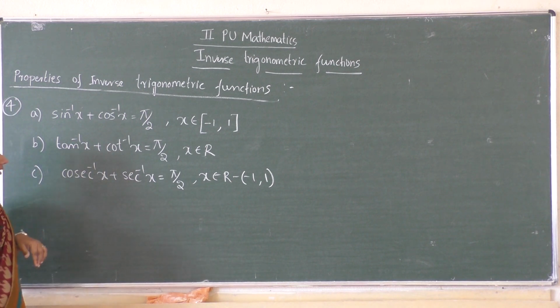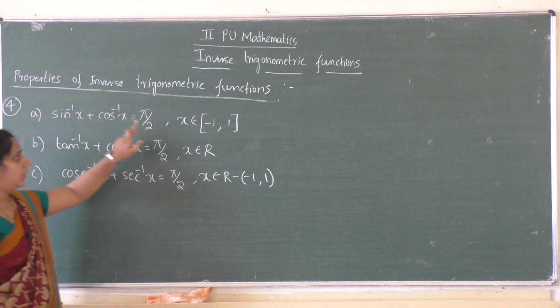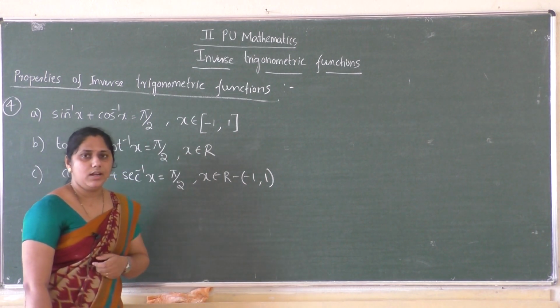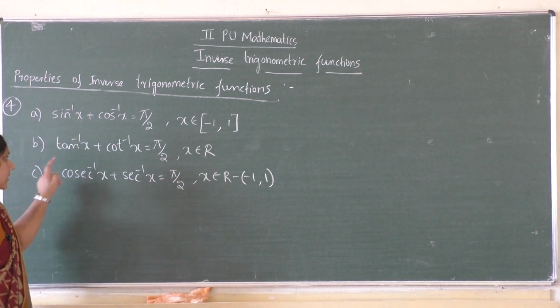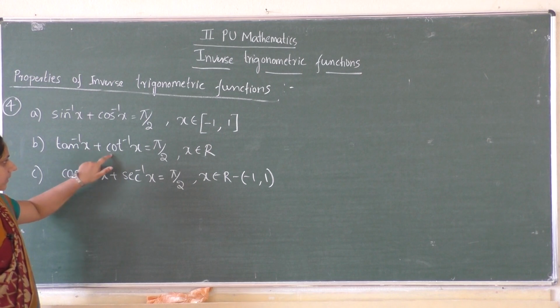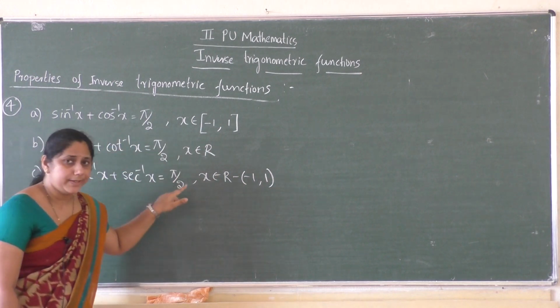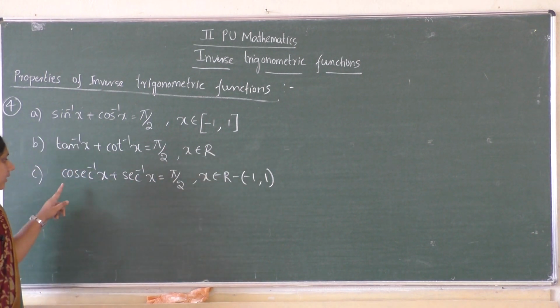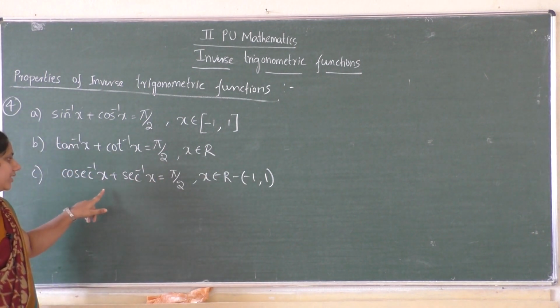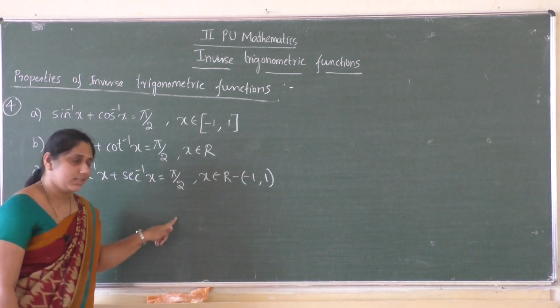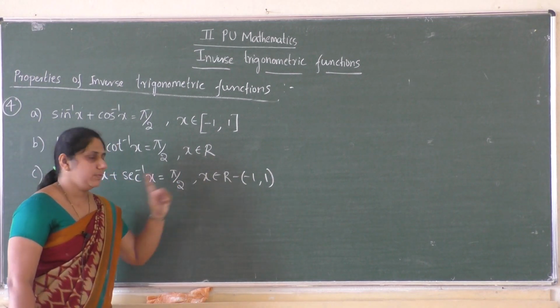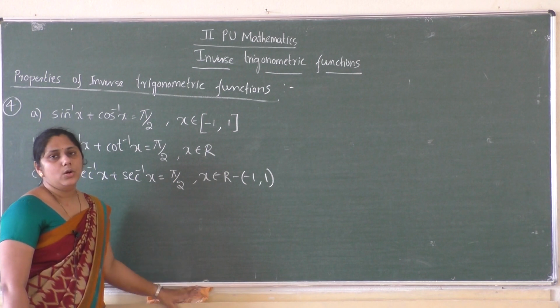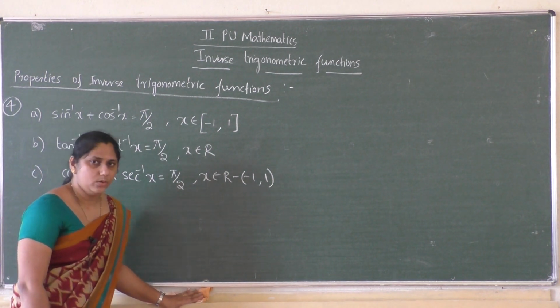First one, sin inverse x plus cos inverse x equal to pi by 2 only if x belongs to closed interval -1 to 1. Similarly, tan inverse x plus cot inverse x equal to pi by 2 only if x belongs to R. And the third one, cosec inverse x plus sec inverse x equal to pi by 2, where x belongs to R minus open interval -1 to 1.